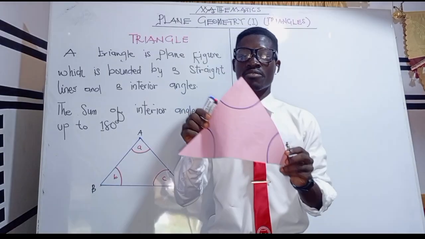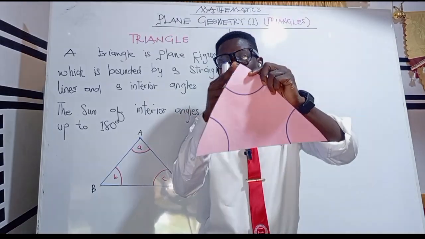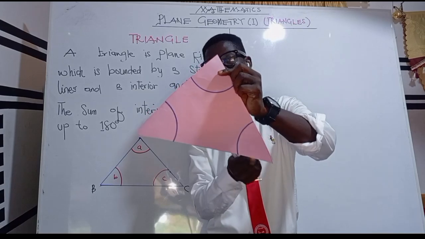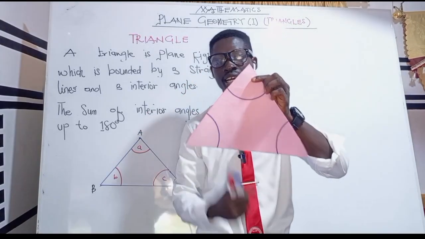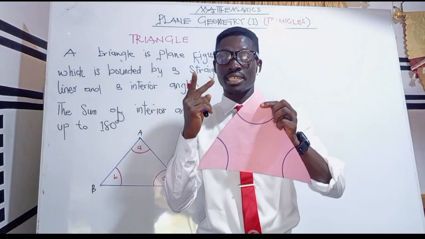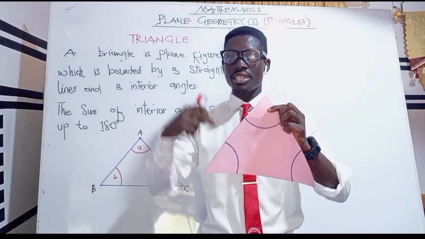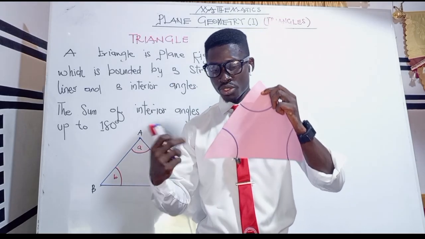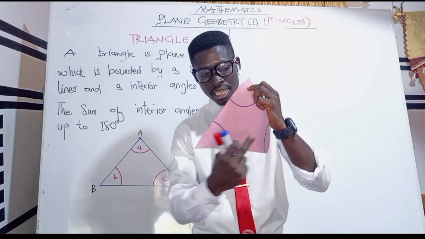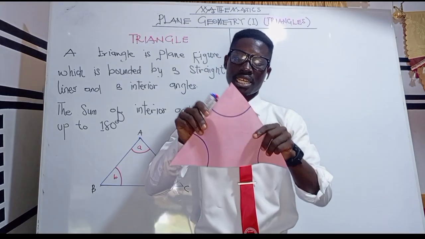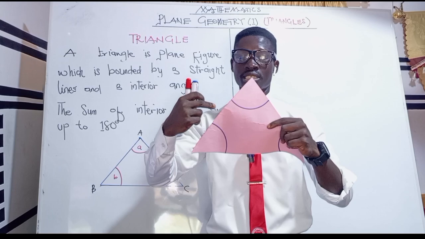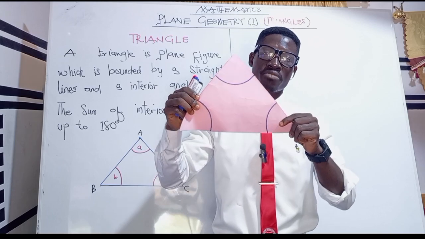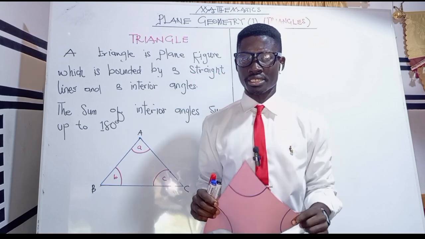Looking at this plane figure, it has this side and this side bounded together, and this plane figure has 3 sides. Now it also has 3 interior angles. You can see one interior angle here, another interior angle here, and another interior angle here. So you can say that this plane figure is a triangle.